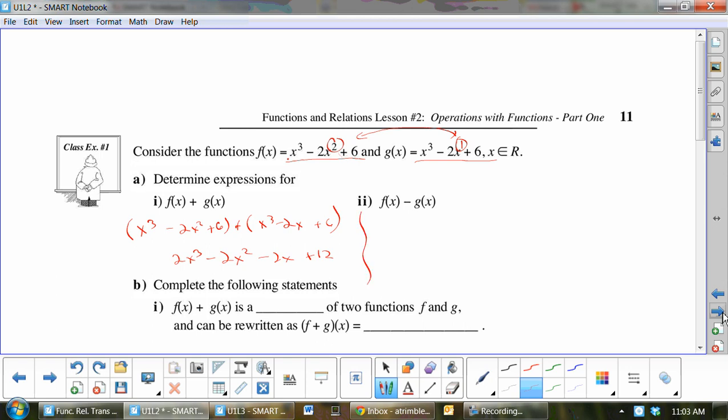Now the next one, if I have x cubed minus 2x squared plus 6, put that in brackets, minus x cubed minus 2x plus 6. Okay, let's take the time to actually do the next line. That would be minus x cubed plus 2x minus 6, right?